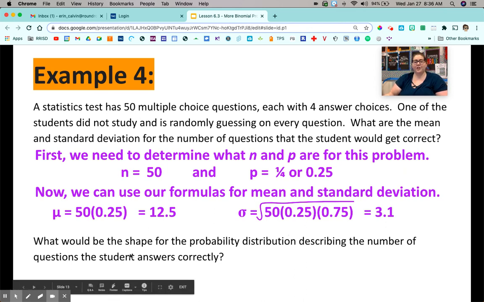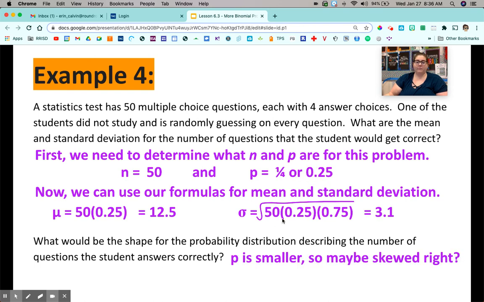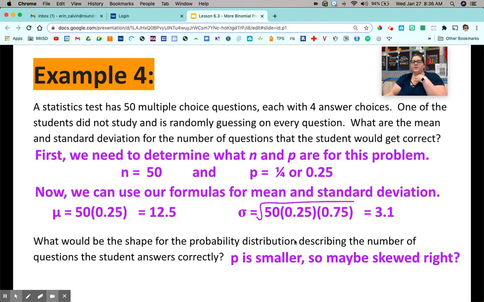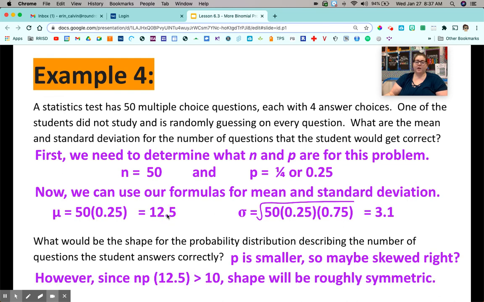So just thinking about shape and using our rules for shape, right? We said if our P is on the lower end, which it is, it might be skewed to the right. So P is pretty small, so maybe it's skewed right. But then I have to think about, remember there's that little rule where if N times P is greater than 10, then we can say that our graph looks roughly symmetric. And N times P is basically our formula for mean. So I know N times P is 12.5, and that is bigger than 10, which means that our graph should look roughly symmetric since that number is greater than 10.